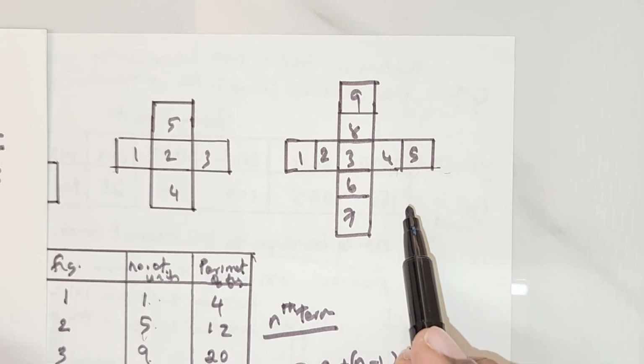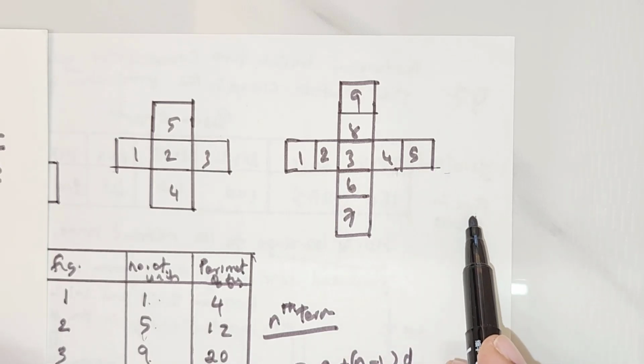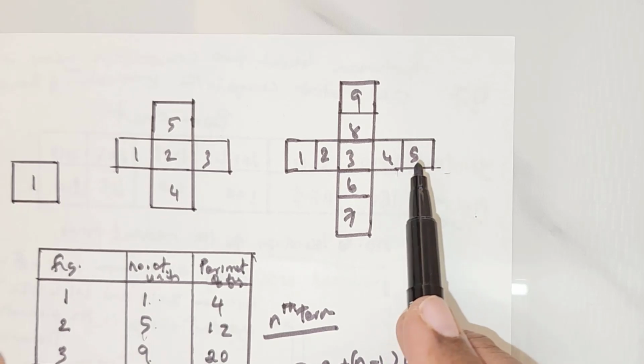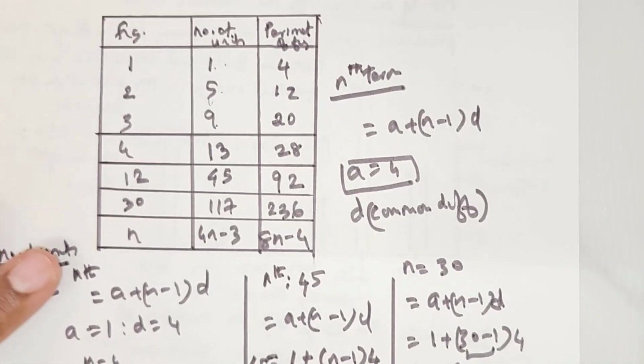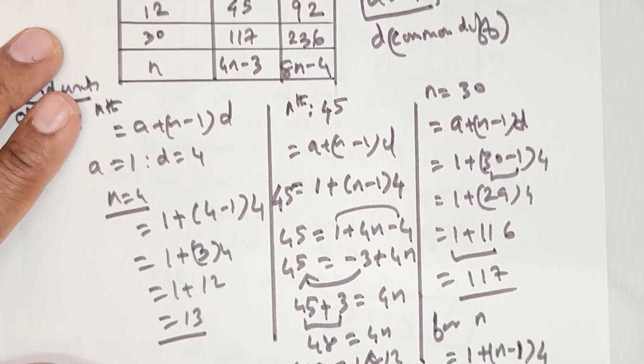So that will be the solution for figure number 4. You need to complete all of this, only then you will get a full score. So we'll move on to the next one.